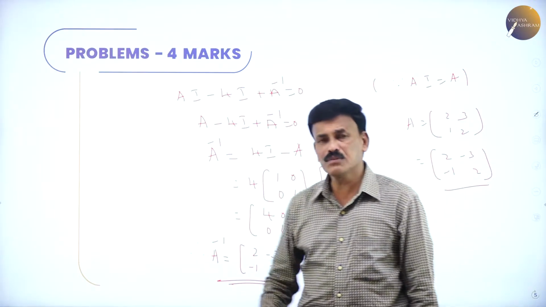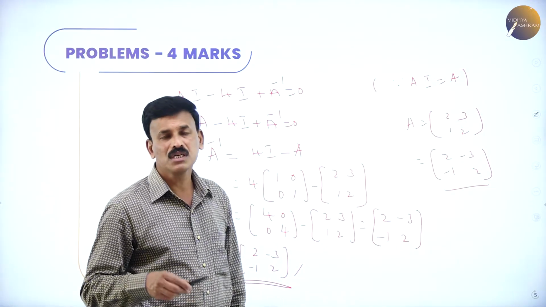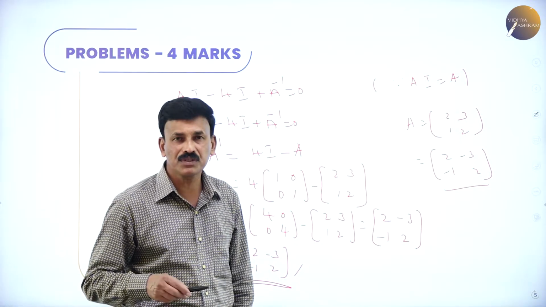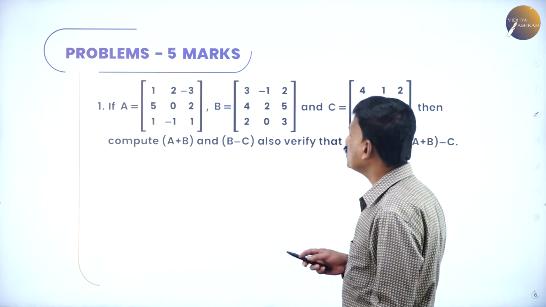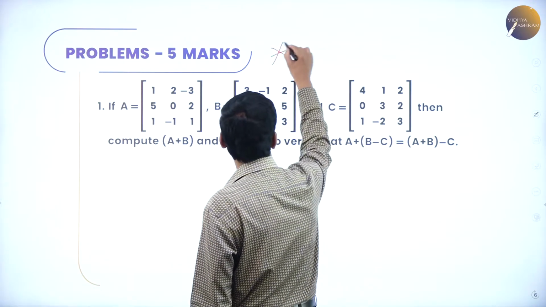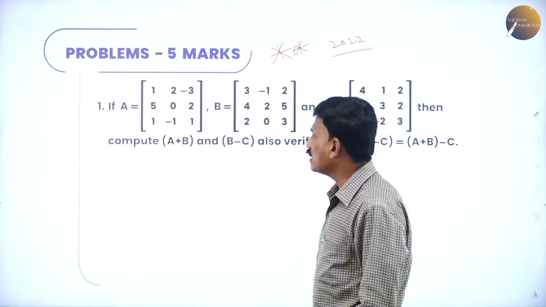Okay. Now let us come to the next type of problem. Let us discuss a few 5-marker questions. These questions are very, very important from the point of view of the examination. Now let us come to this. What is the first problem here? These are all very, very important types of problems. You may expect this type of question in your annual examination.